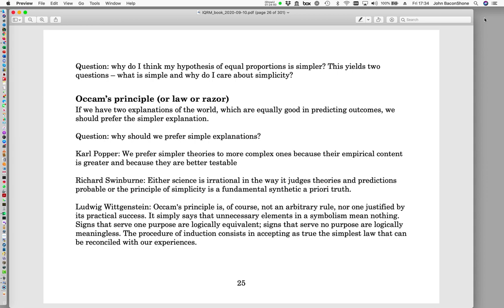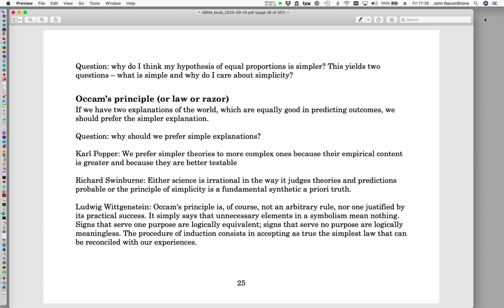The next part, though, is a little bit more interesting. He says it simply says that unnecessary elements in a symbolism mean nothing. So this one to me is actually quite interesting. He's basically saying, if I've got two models which are equally good at predicting, that says there's something redundant in the more complex one. So that I agree. You're basically saying, if I've got two explanations, one simpler than the other, there must be something redundant in the more complicated one, which tells me nothing really.